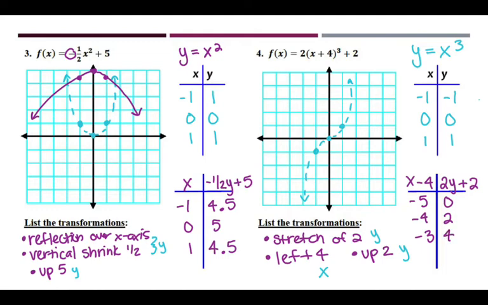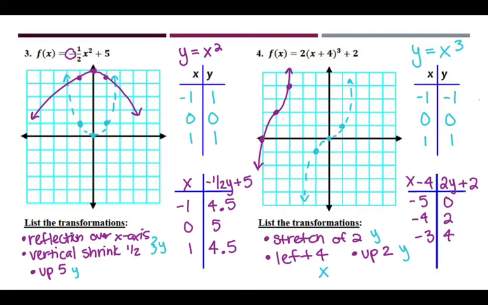All right, let's see what these points give us. So -5, 0, it's right here, -4, 2, and -3, 4. And I'm going up to the right, since I did not have a reflection, down to the left. And I can see that my graph is skinnier because my points are further apart, and that is from your stretch. I can also see that I moved to the left 4 and up 2.